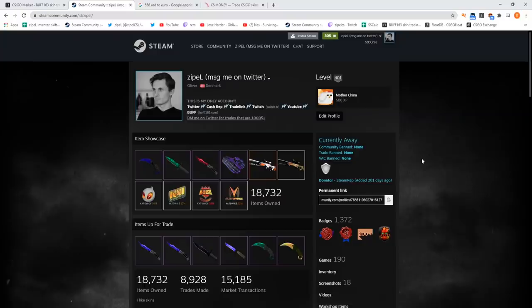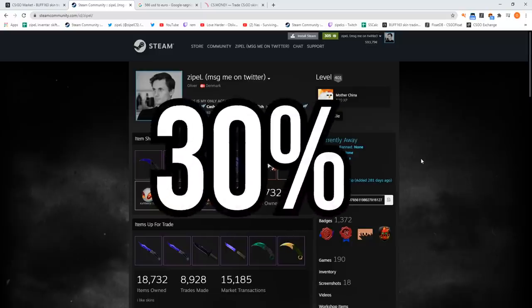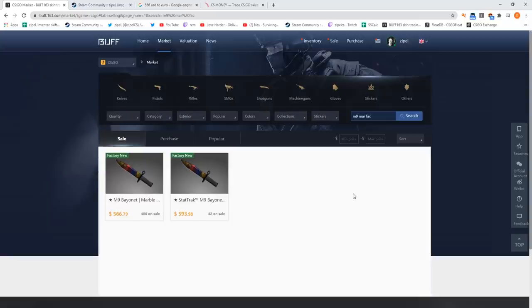So there is no way that your Steam funds will be considered one-to-one of the value. You can simply not get your money back. If you deposit money on Steam, you've already lost about 30%. So now this site that I just showed before, where this M9 Marble Fade was 464 euros compared to the 680 on Steam, is Buff.